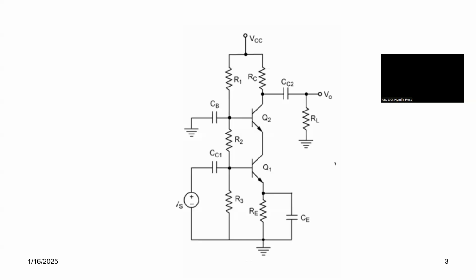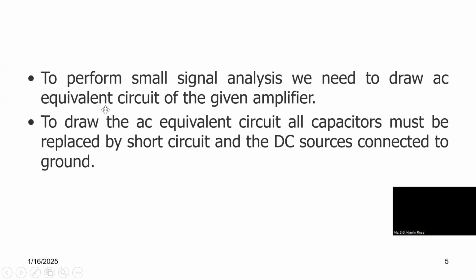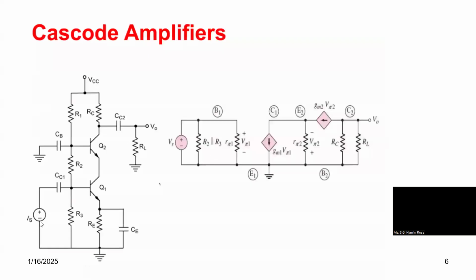Mainly, to analyze it, first we have to convert this to the hybrid model, that is the equivalent circuit. To draw the AC equivalent circuit of the given amplifier, all capacitors must be short circuited, and DC sources must be connected to ground. This diagram shows it. The input current source IS is converted to a voltage source. R1, R3, R2 are connected in parallel. R1 is short circuited, since capacitor CB is short circuited.